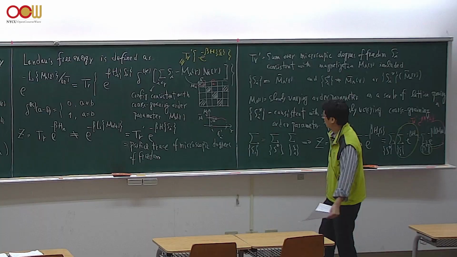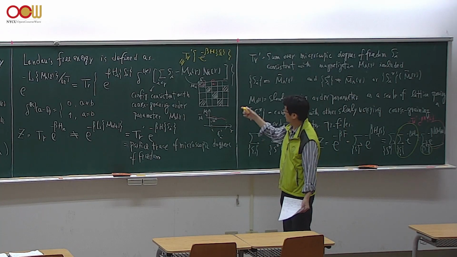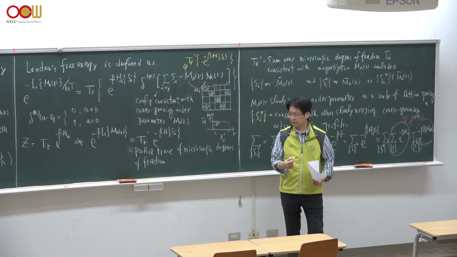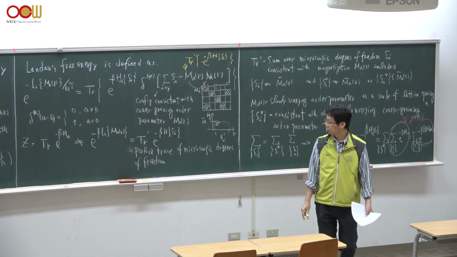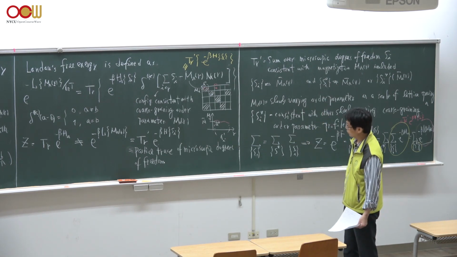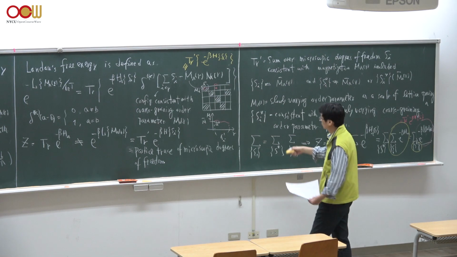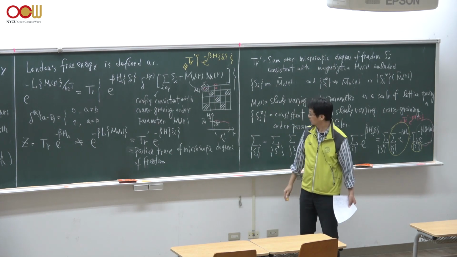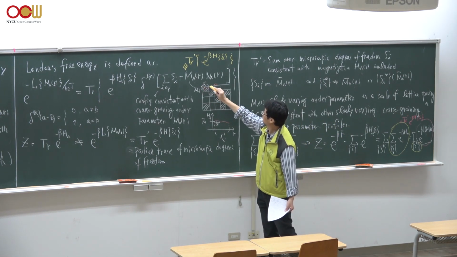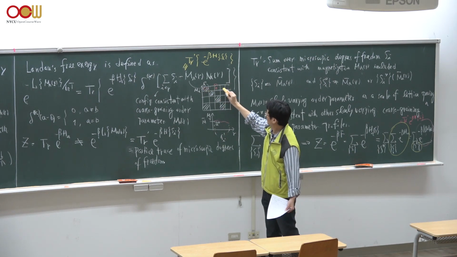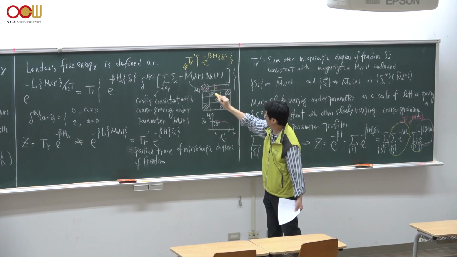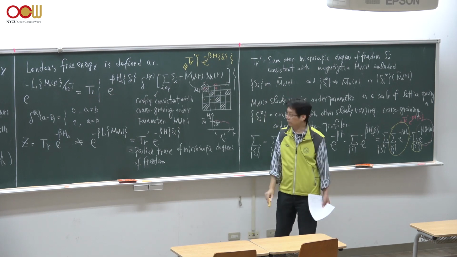And therefore, I could decompose my entire trace to get the partition function in different ways. I could simply sum over the entire microscopic degrees of freedom one by one. So that's the first approach.